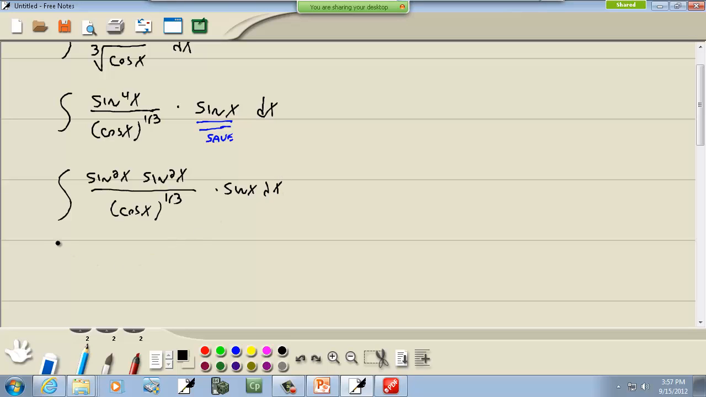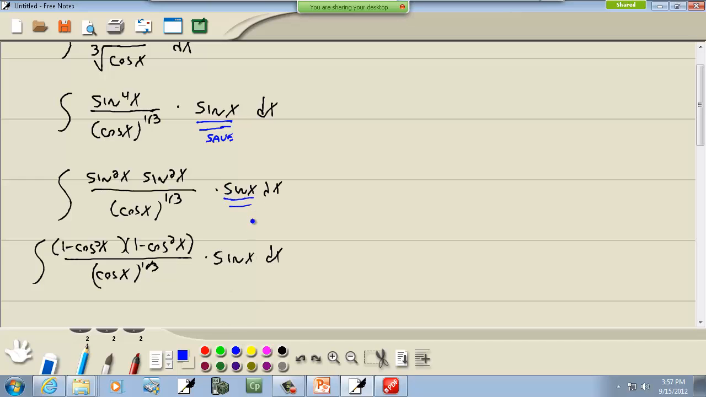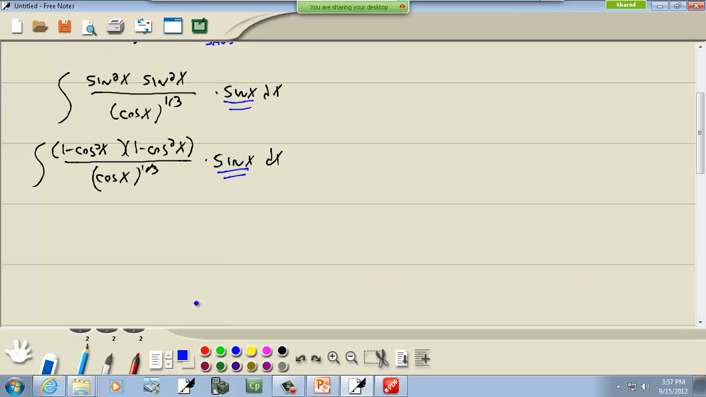dx. And sine squared is 1 minus cosine squared, like that. And then this is still cosine to the 1/3 power. And here's our sine. Again, that's saved. I'm not going to touch that. I'm getting closer. Everything's in terms of cosine, but let's multiply these together.